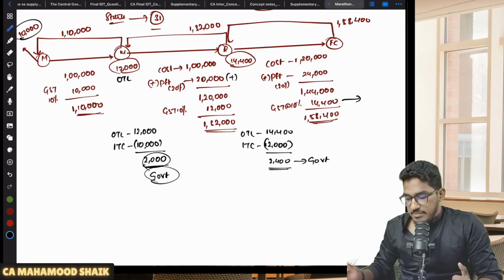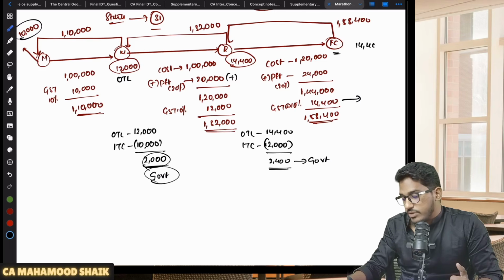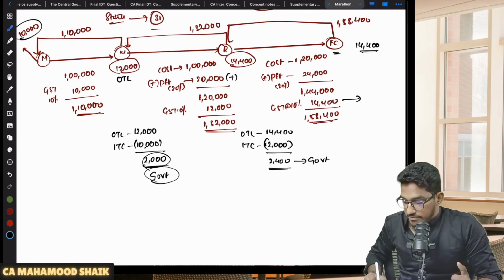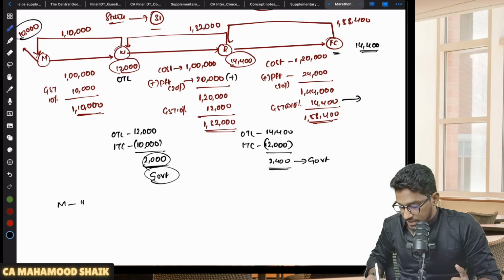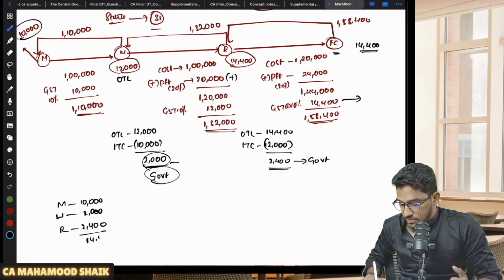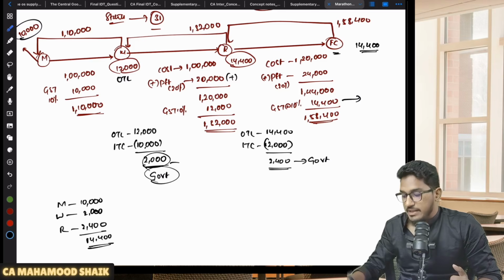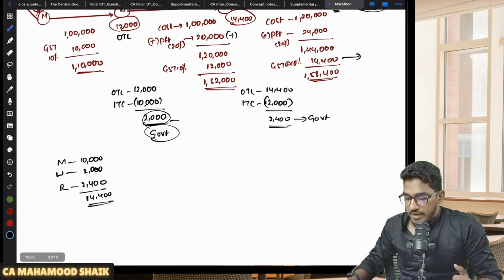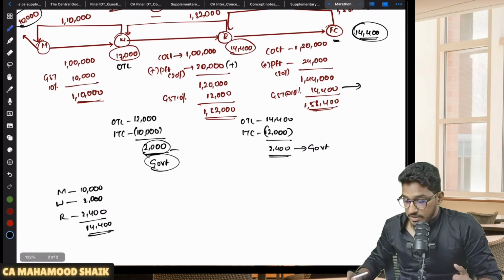Now, if you look at this example carefully, how much GST has the final consumer paid? Totally 14,400. How much has the government got? If you pay close attention, from the manufacturer they got 10,000. From the wholesaler, they got 2,000. From the retailer, they got 2,400. And the government has also got only 14,400, and that amount has ultimately been paid by the final consumer.